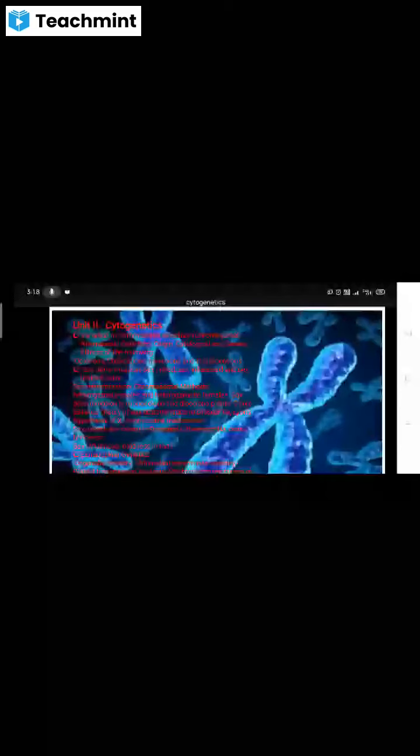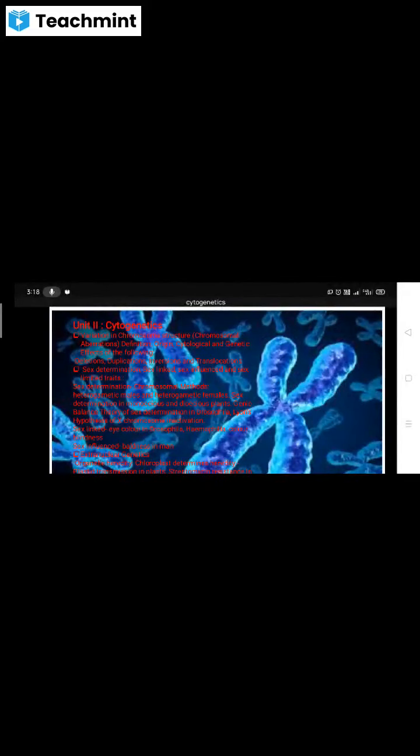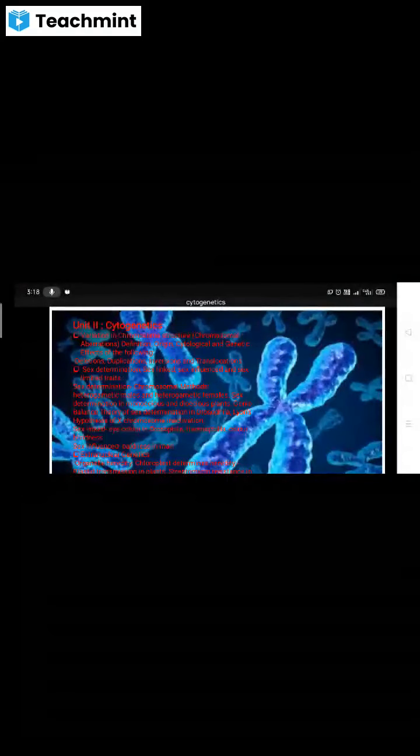Then next is about the sex linked diseases. Diseases like eye color in Drosophila, then hemophilia and color blindness are some diseases related to sex. In detail about these diseases we have discussed in this unit.